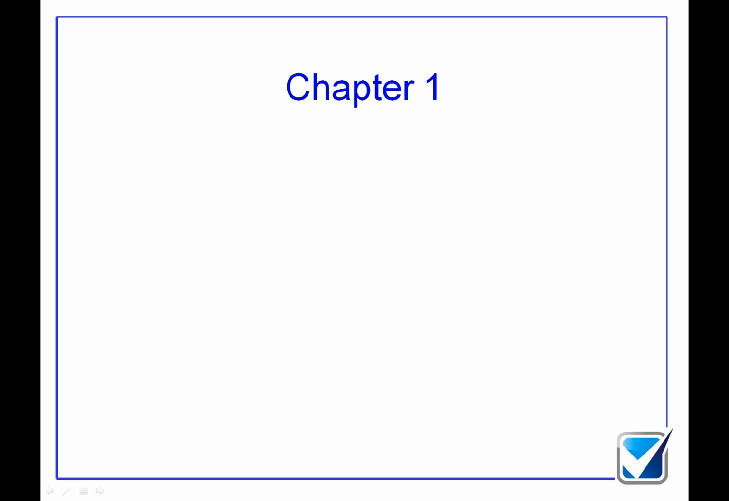This is chapter number 1, which looks at the English legal system. Now, what we've done with chapter number 1 is we've split it down into two separate parts. And the reason we've split it down into two separate parts is it's quite a big area of the syllabus, but it's a very important area of the syllabus.